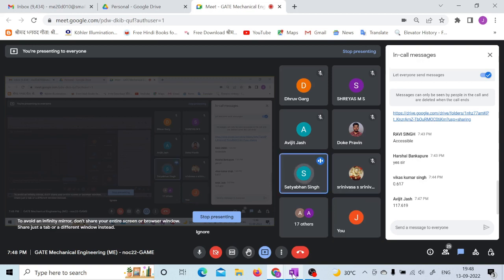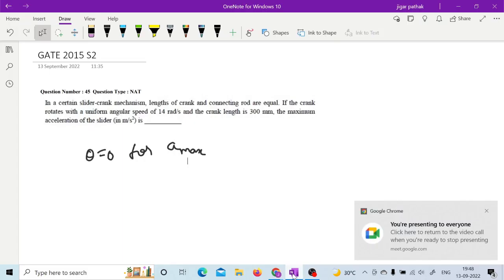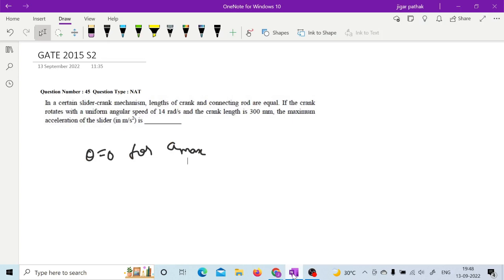Sir, by differentiating the acceleration, we can also get an expression like cos theta equal to minus 1 by 4, which can also be a maximum. What are you telling? Can you repeat it? Sir, on differentiating the acceleration equation, we are getting 4 cos theta plus 1 equal to 0. Okay.